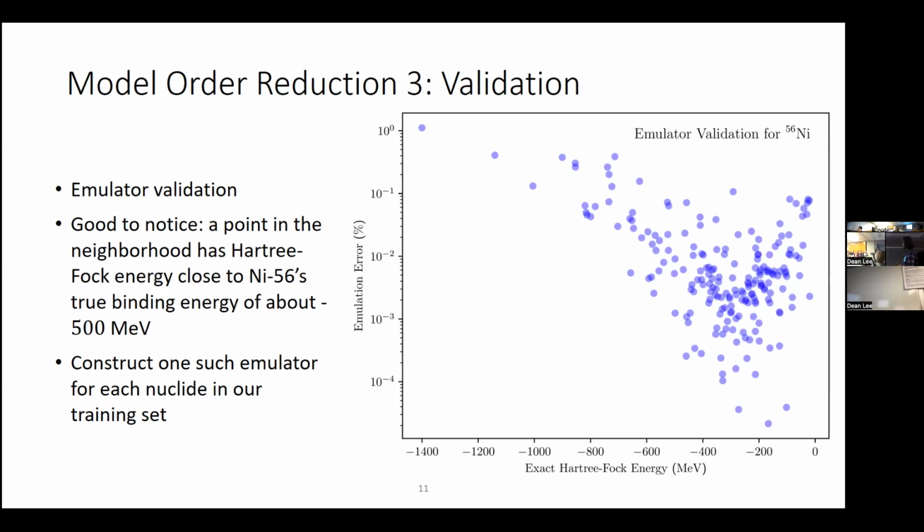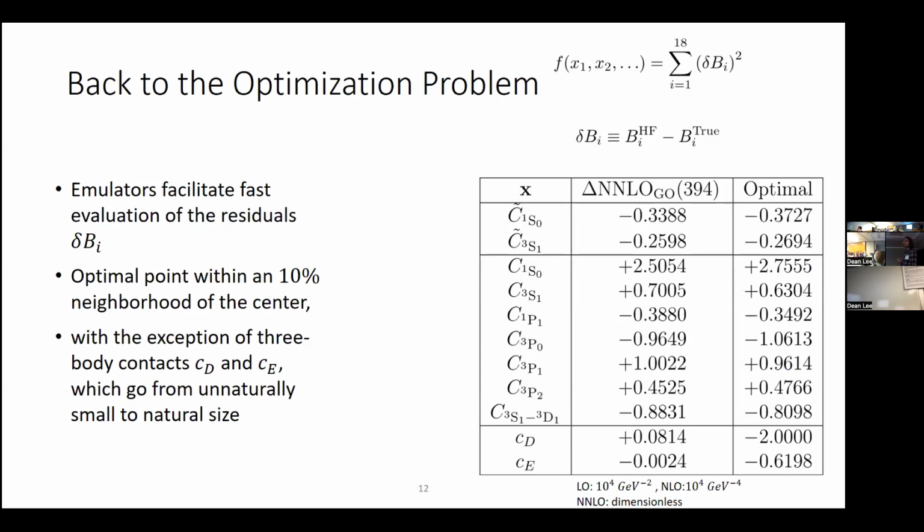It is also good to notice that nickel 56, which has a binding energy close to 500 MeV, is somehow represented in this neighborhood here, because we have a substantial density of points that corresponds to roughly 500 MeV of binding. Right, so this is one emulator, and we repeat this game. We construct emulators for 17 other nuclei that are present in the objective function.